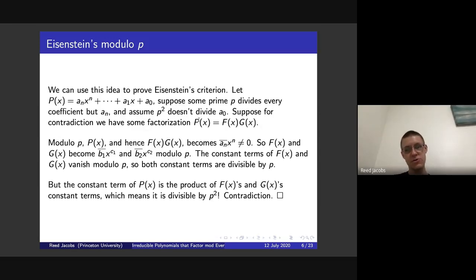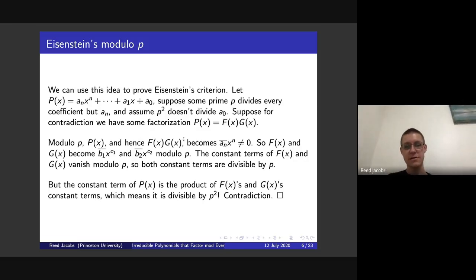So let's reduce this equation, p of x equals f of x times g of x, modulo p. By what we assumed about the coefficients, all of these coefficients except a_n are 0 modulo p. And also a_n is non-zero modulo p, because if it were 0, this just wouldn't tell us anything. It would only tell us that p divided every coefficient, which we can just factor out, and it doesn't really tell us anything about reducibility.